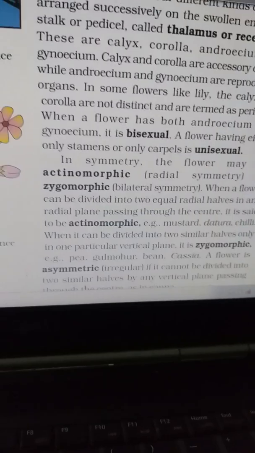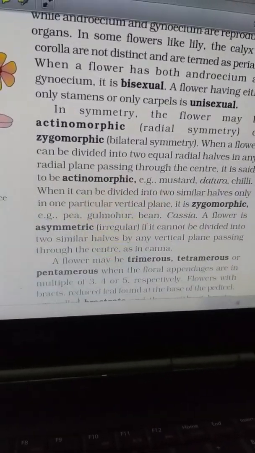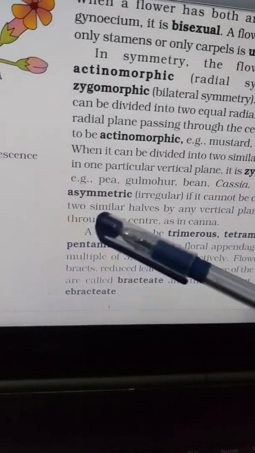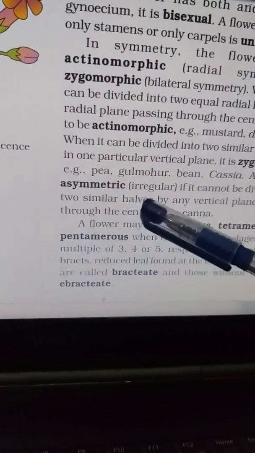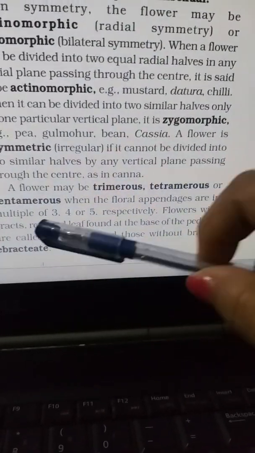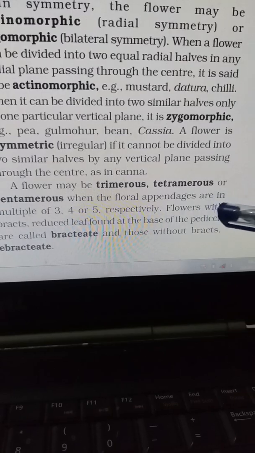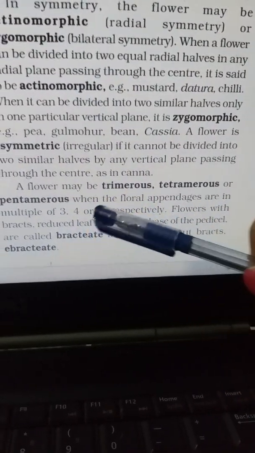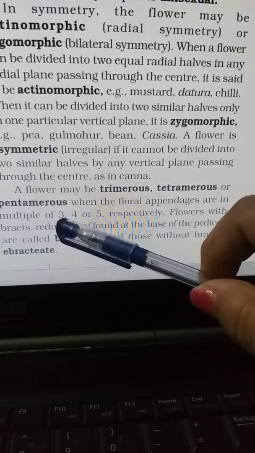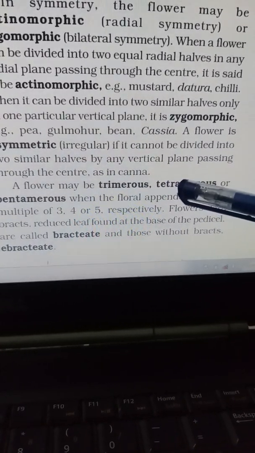Okay, now, and what is asymmetrical? That means it is irregular, it cannot be divided into any equal parts. Okay, now trimerous, tetramerous and pentamerous. What are these? The floral appendages are in multiples of 3, 4, 5. For example, trimerous, if you have 3 petals, 3 stamens, okay, like that. Tetramerous, that means 4.